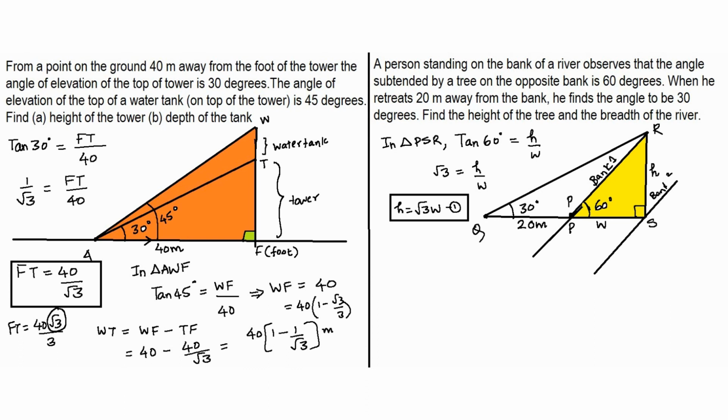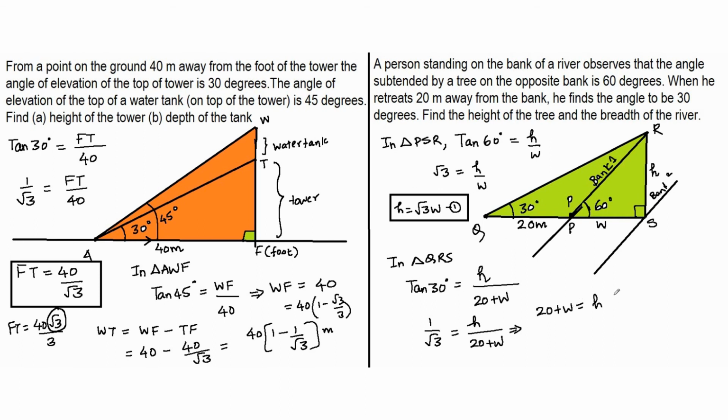And now I will have to take the bigger triangle to find my second equation. So let's consider the bigger triangle. I can say that in triangle QRS, tan 30 is equal to the opposite length, which is H, divided by the adjacent length, which is 20 plus W. And therefore I get 1 by root 3 is equal to H upon 20 plus W, and cross multiplying I get 20 plus W is equal to H root 3, right? So this is the equation.